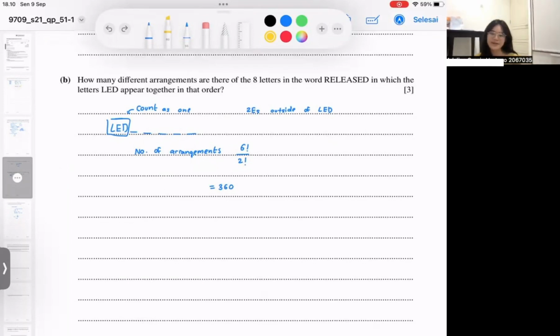letters L, E, D appear in that order? So you can count LED as 1. So that leaves us 6 slots. So we can write that as 6 factorial. And there are 2 E's outside of LED, so 2 factorial. So we divide that to get 360.